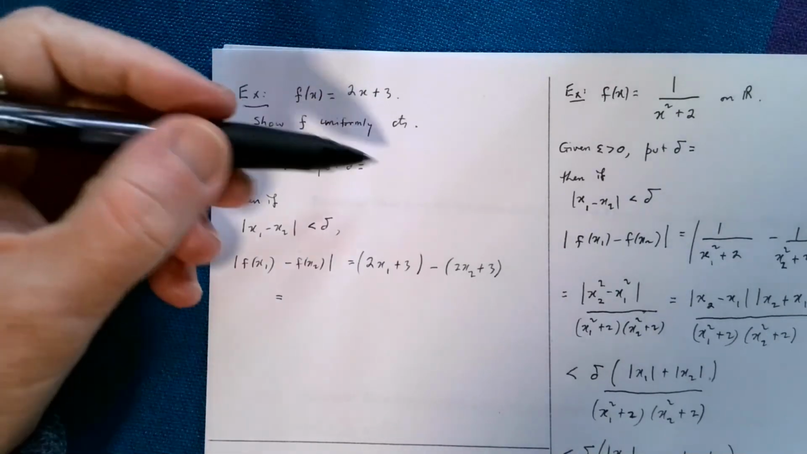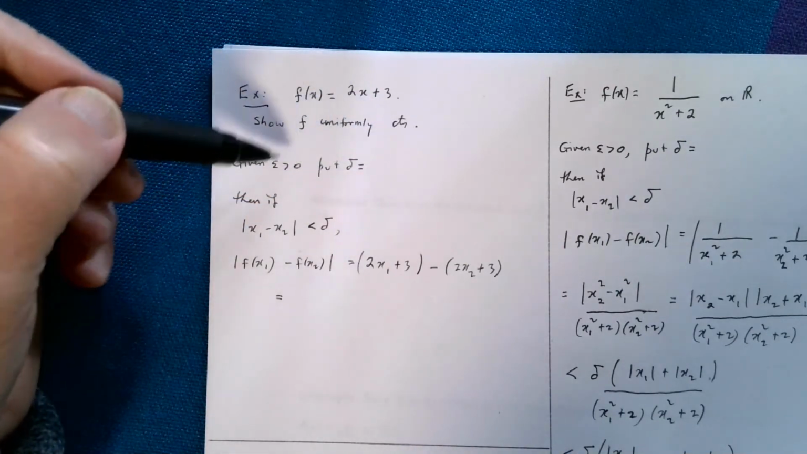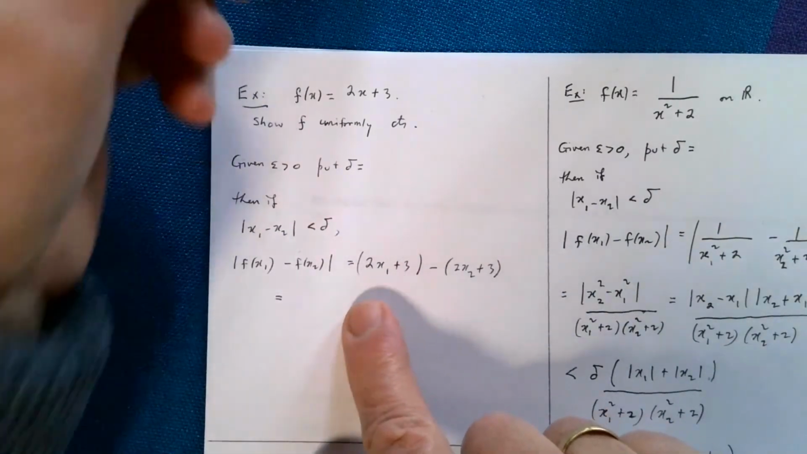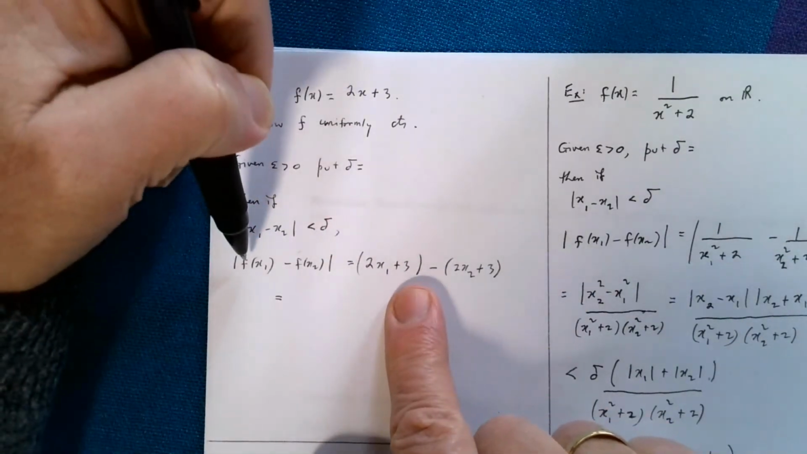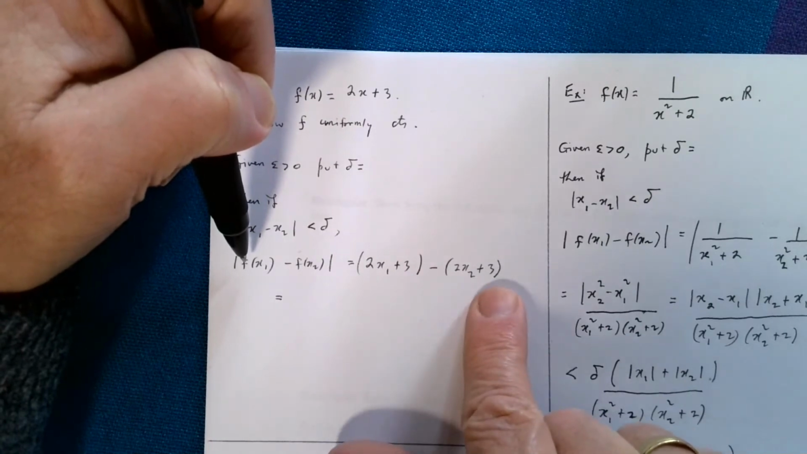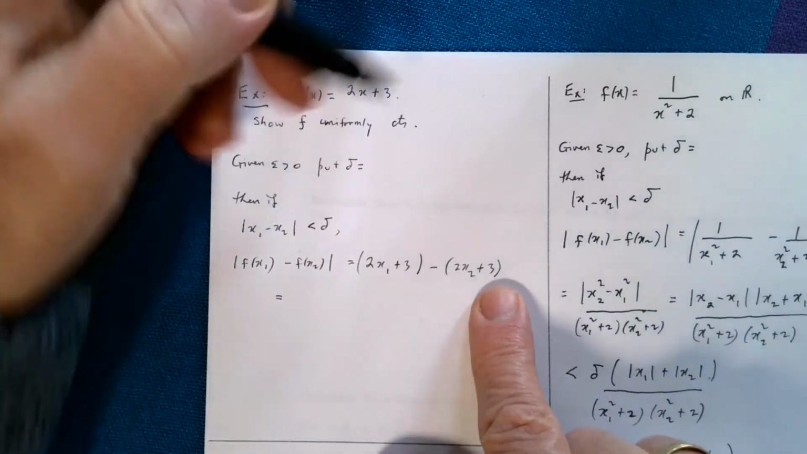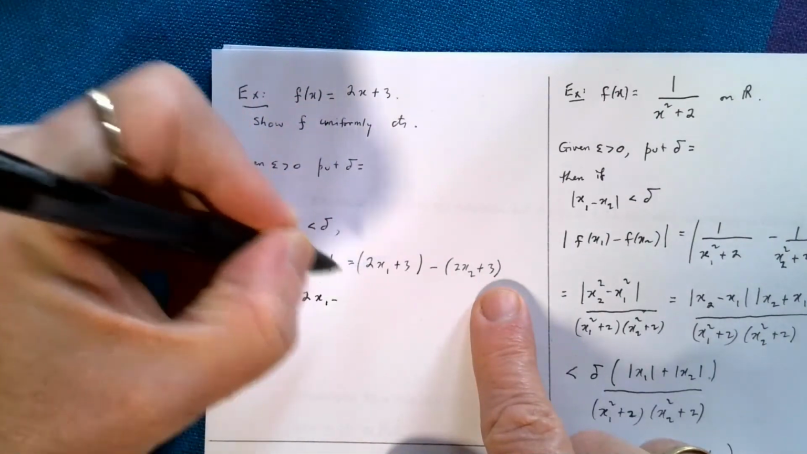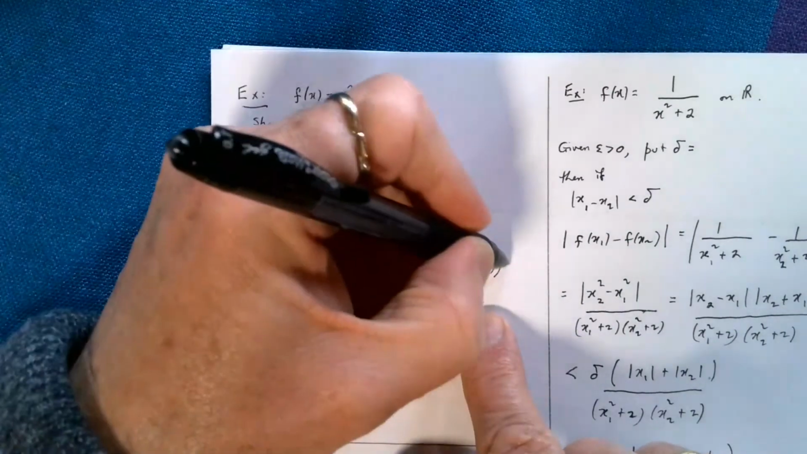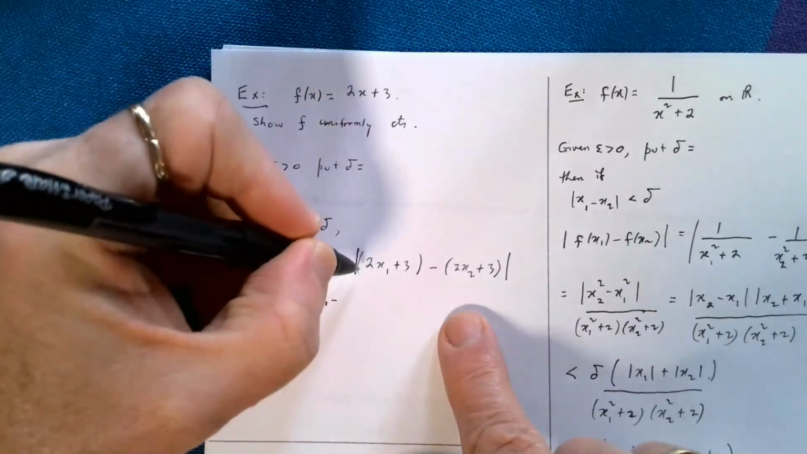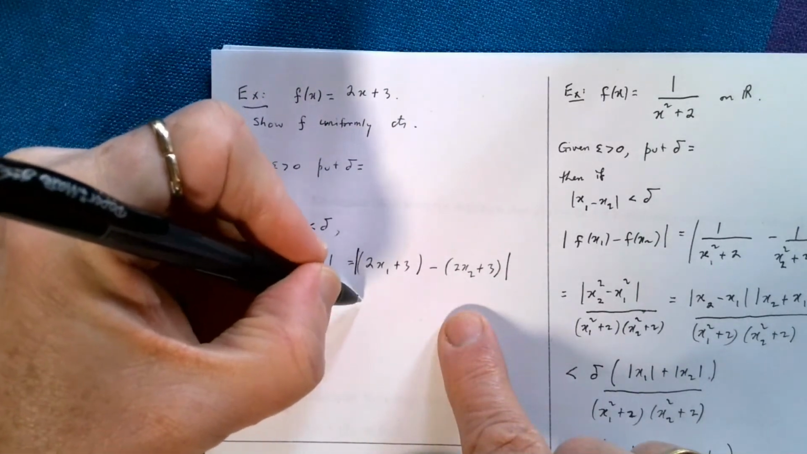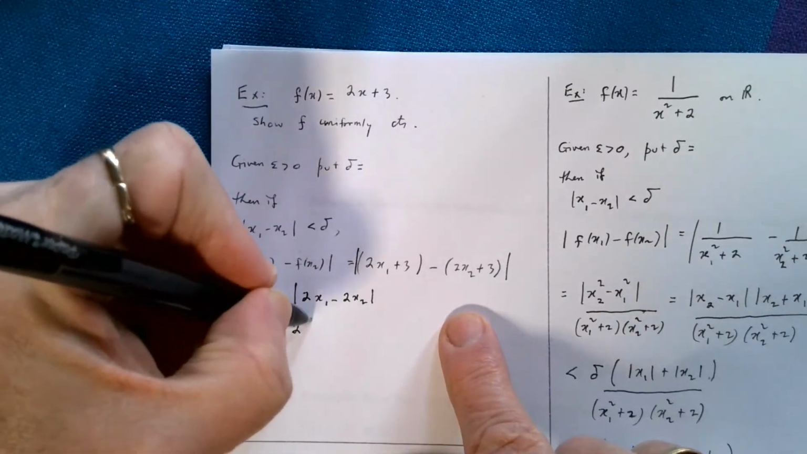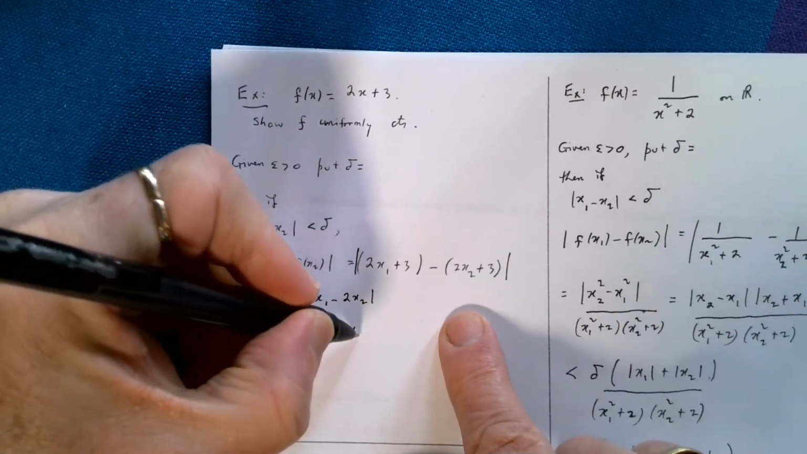And I need the delta to depend only on epsilon and nothing else. So I just substitute it in, so I get |(2x1 + 3) - (2x2 + 3)|. Now the 3's cancel out, so I get the absolute value of 2x1 minus 2x2. You can take a 2 out of that, which is the obvious thing to do.